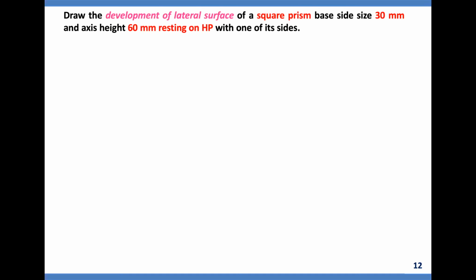Draw the development of lateral surface of a square prism, base side size 30 mm and axis side 60 mm, resting on HP with one of its sides. After understanding the problem with the given data, we will start how to do the development. There are two steps to solve the problem.